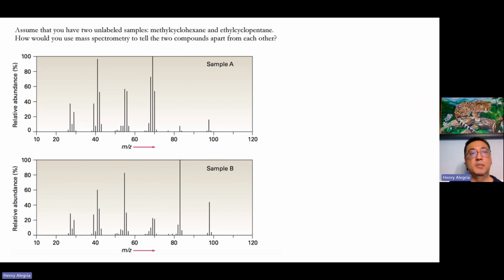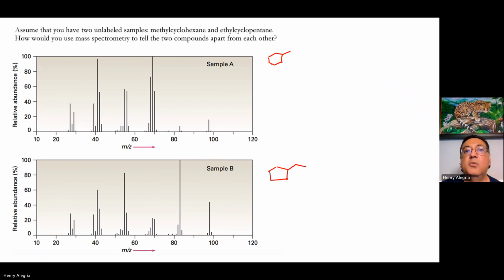All right, so sample A is which one? Methyl cyclohexane or ethyl cyclopentane. Likewise for B. So methyl cyclohexane would be this. Ethyl cyclopentane would be that. So how would you know whether sample A is the first one or second one? Likewise for B. That is what they're asking.